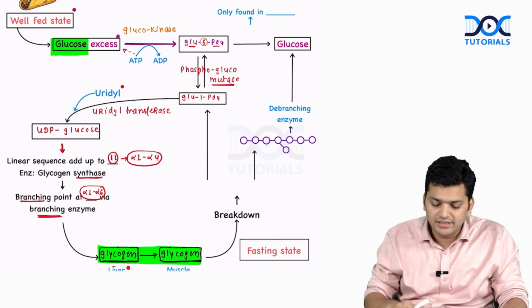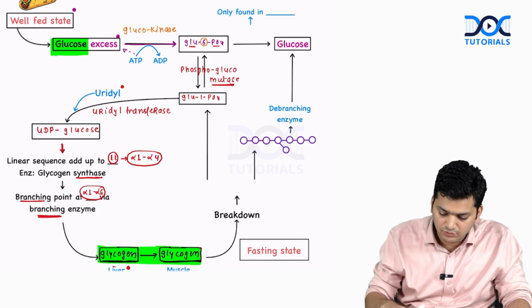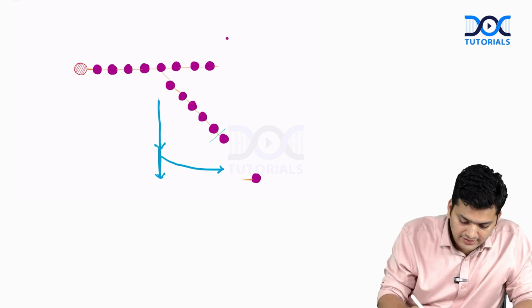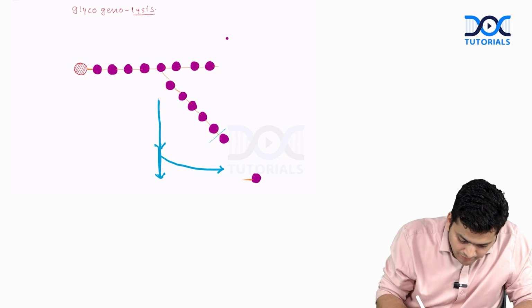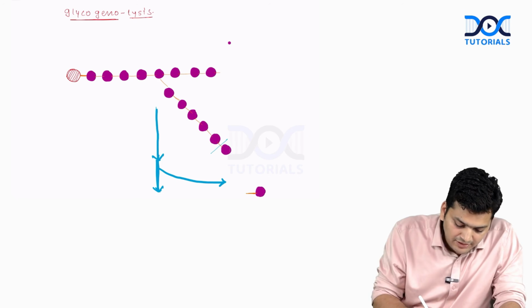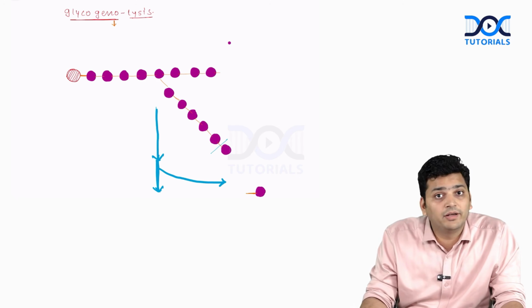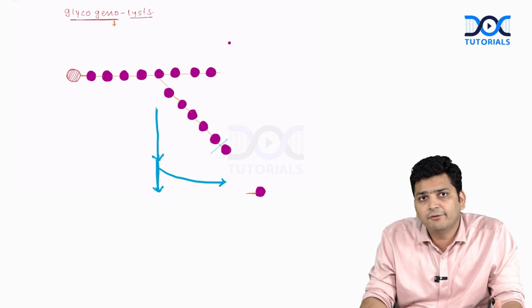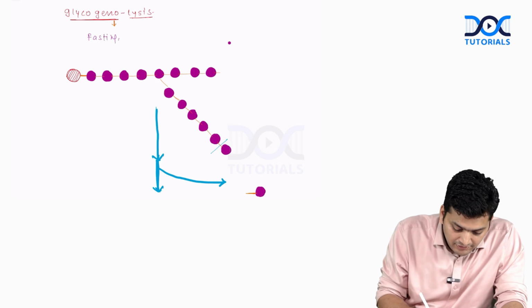Now what is written here, I will use it in a while, but first let's understand how glycogenolysis is happening, how the breakdown of the glycogen is happening. That is glycogenolysis. First you answer me, in which state is it going to occur? When you are in the fasting state or when you are in the well-fed state? When do you want to cut your glycogen? We want to cut the glycogen when the person is in the fasting state.